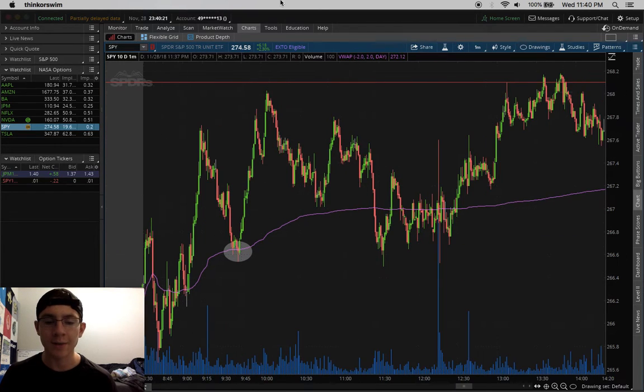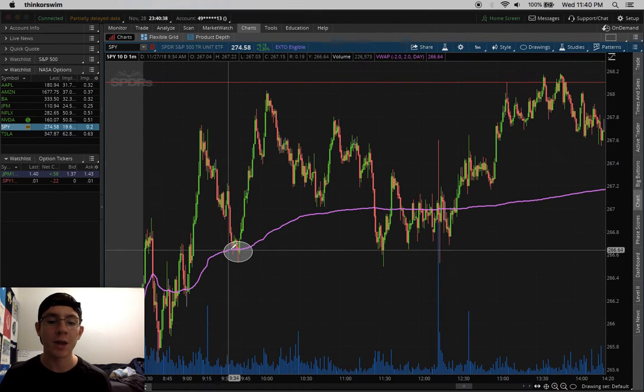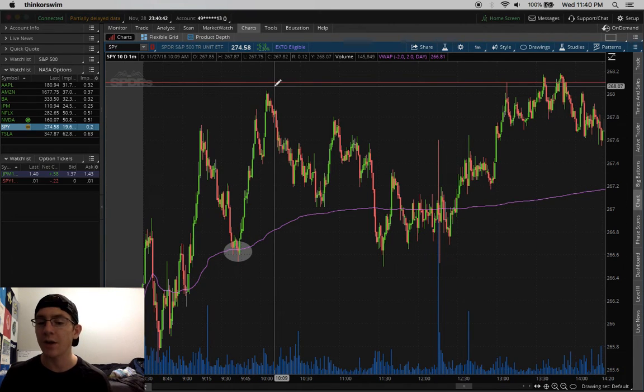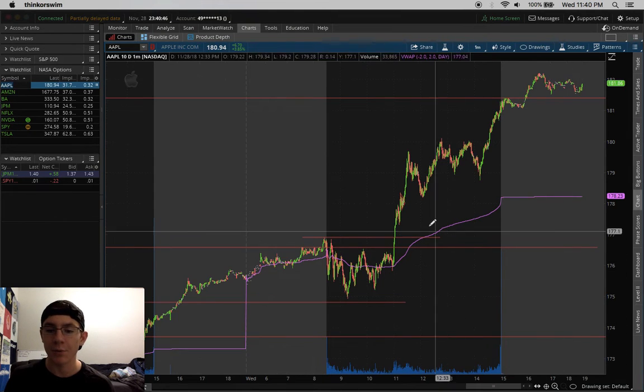So let's look at an example here. VWAP works best when there's no consolidation and when it is working on a trending day, when you have large moves to the upside, downside, or it's trending in general. As you can see here on SPY, we had that huge push up, then we had this huge push down, then we had this consolidation on VWAP, and then we pushed back up to the upside because we were continuing the trend. Let's move to Apple and see some other examples.